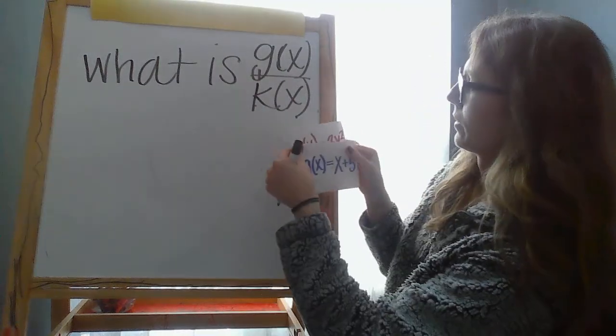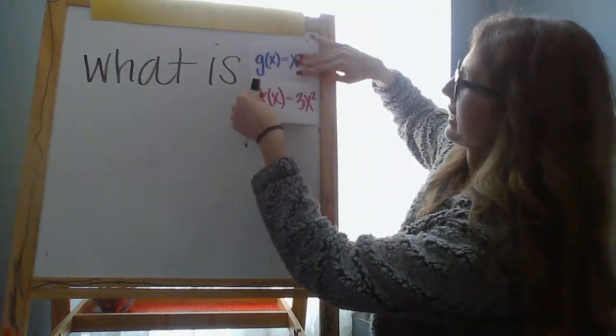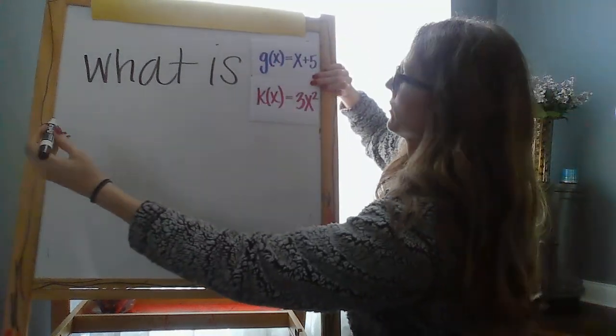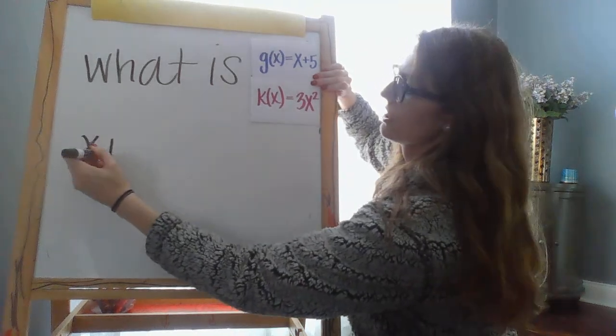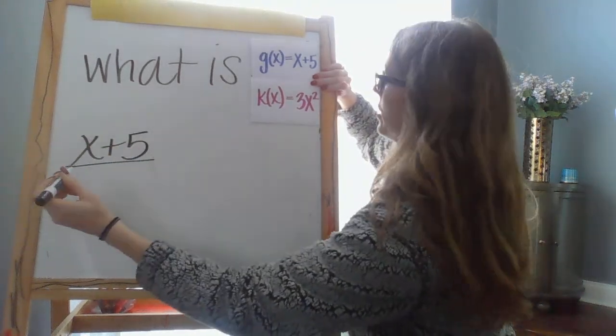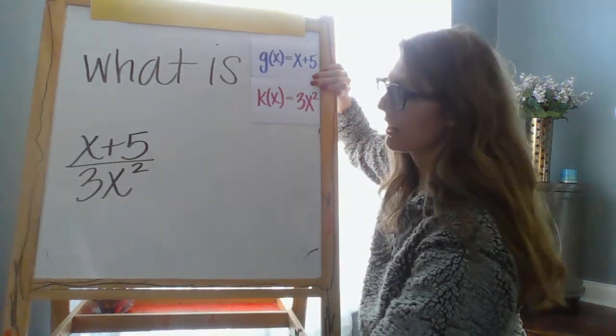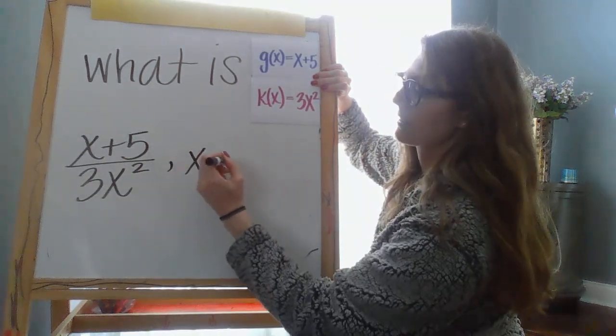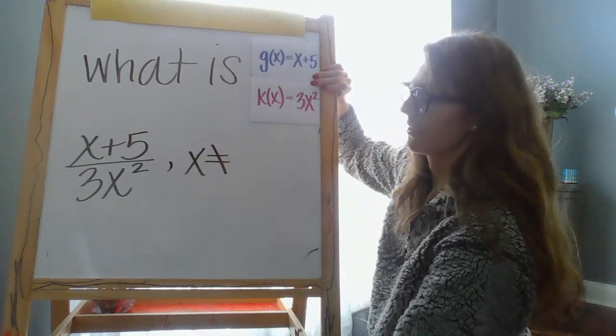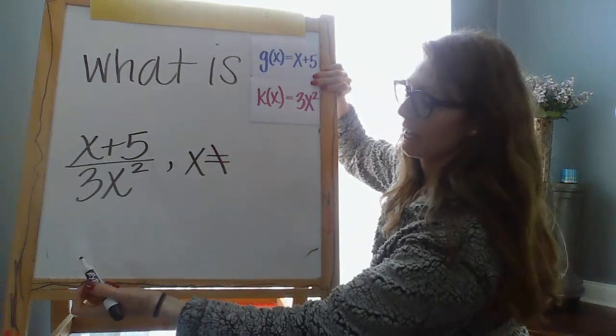So again, just starting with writing those two, g of x and k of x. The first step is writing one above the other, g of x over k of x. We have an x in our denominator, so that means we are going to have some excluded values. It could be 1, could be 2, depending on the problem.